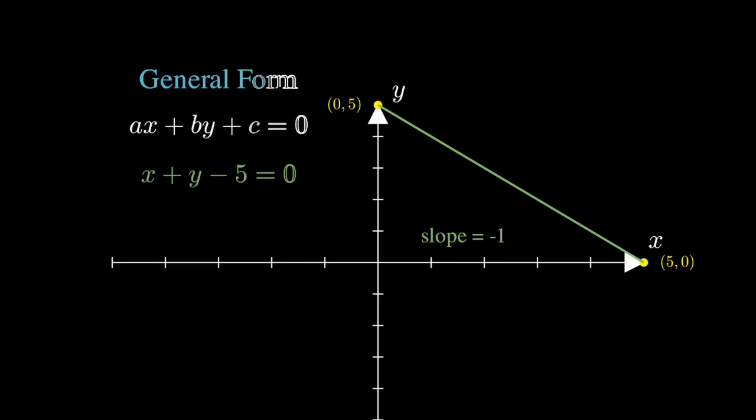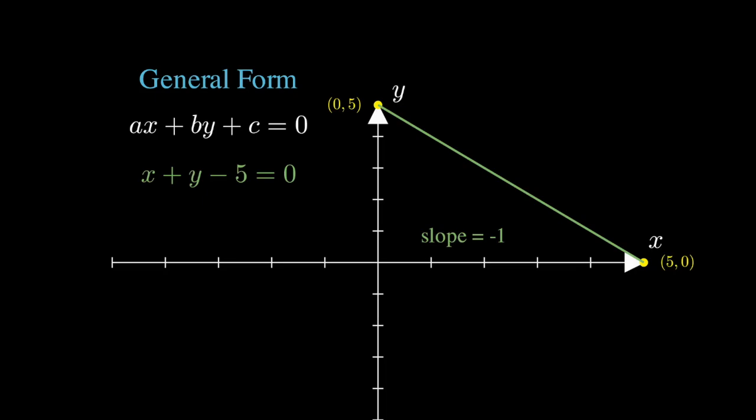Finally, we have the general form, ax plus by plus c equals 0. This form is quite overarching and can represent any linear equation. Here we have x plus y minus 5 equals 0. Though not as visually intuitive as the slope-intercept or point-slope forms, it's another standardized way to represent the line. Unlike the slope-intercept form, which immediately shows the slope and intercept, the general form emphasizes a more algebraic perspective.